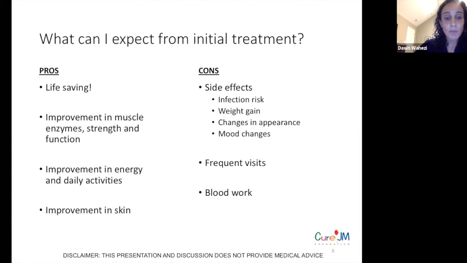Clearly, we expect improvements in the muscle enzymes, the strength and function. Those muscle enzymes, the blood tests that Dr. Curran was mentioning, might improve more quickly than the strength and the function will. So you might see some quick improvement in your child, but it might not fully resolve. It might take a little time, and the strength and function can take a little bit longer to come back. But over time, you should also notice improvements in energy, getting back to those daily activities, and improvements in the skin manifestations.